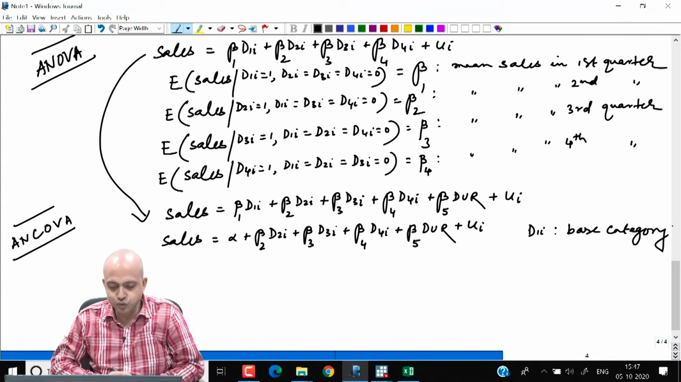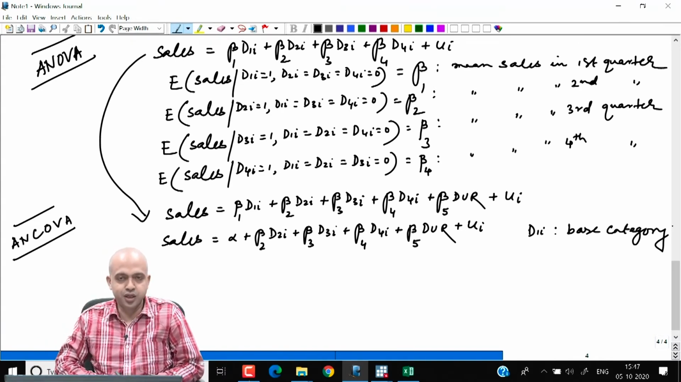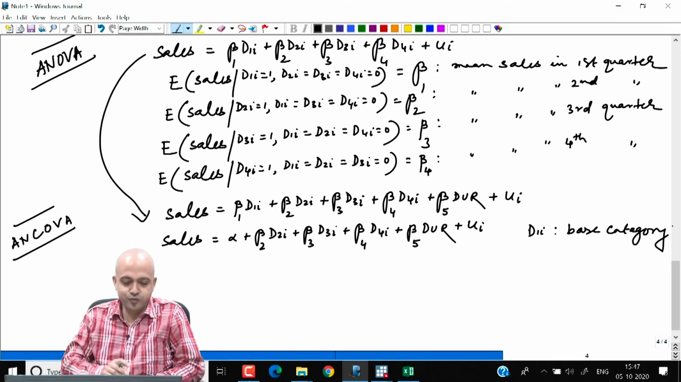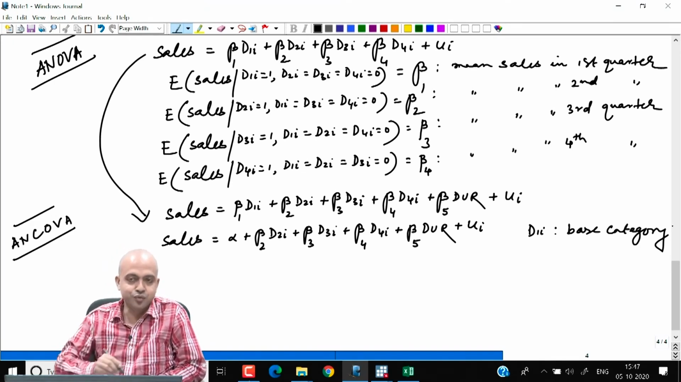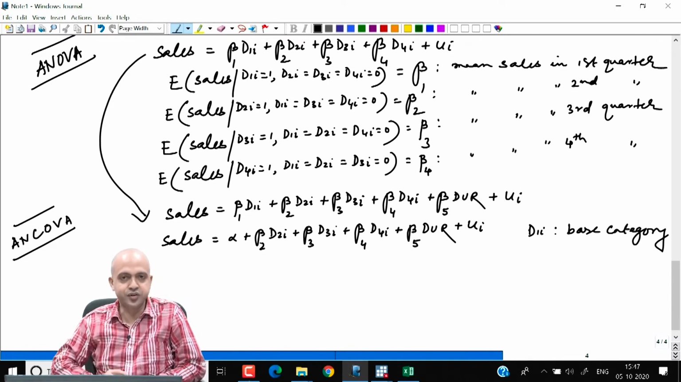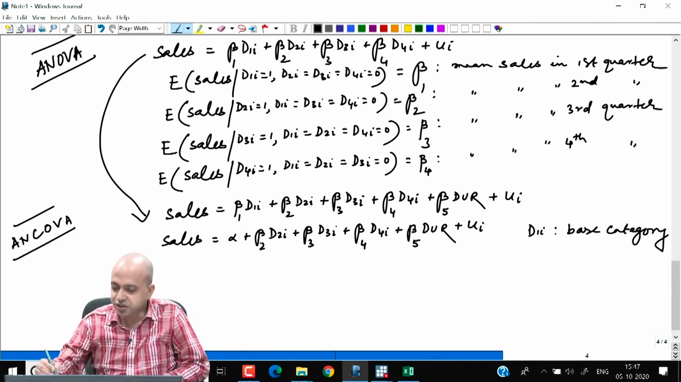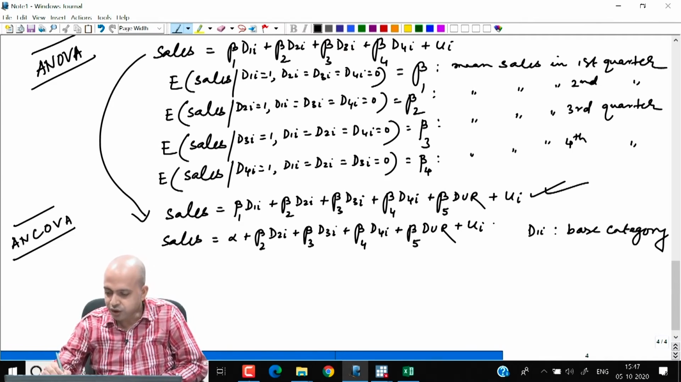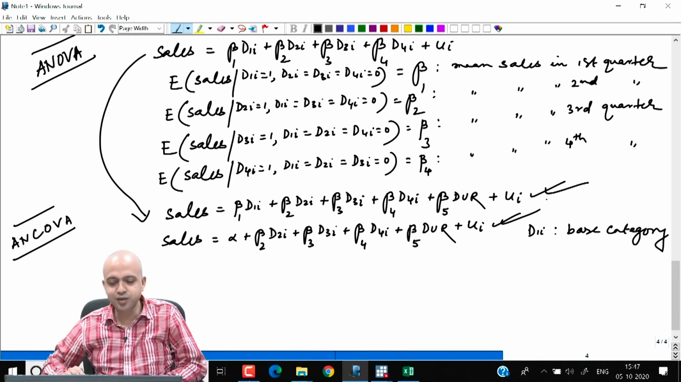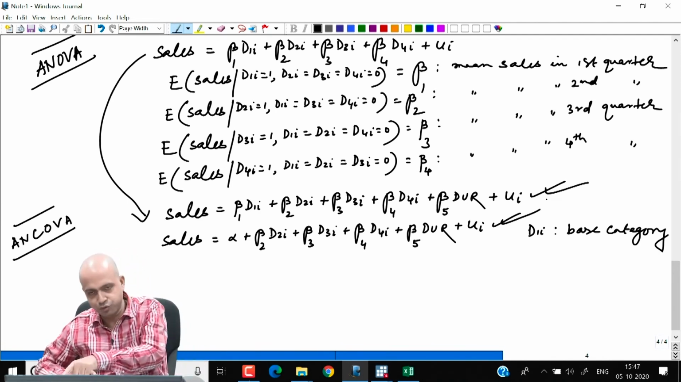And all these beta 2, beta 3, beta 4 and beta 5 will indicate differential intercept, whether sales in other quarters are significantly different from the first quarter or not. That we will know by the significance of beta 2, beta 3, beta 4 and beta 5, right? So whether you will say this model or that model, that again depends on the researcher's objective. If you want to compare other quarters with the base category, then this is the model.